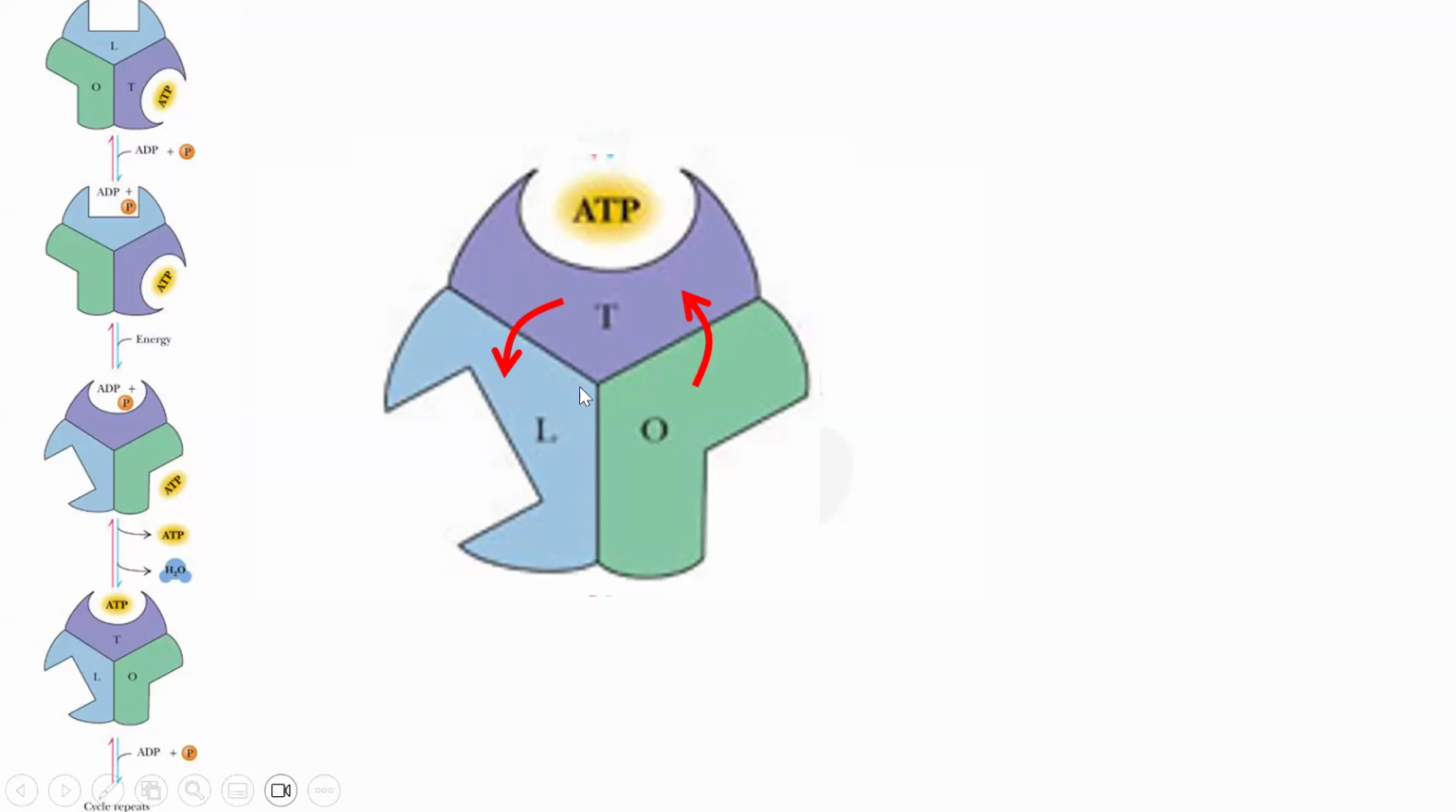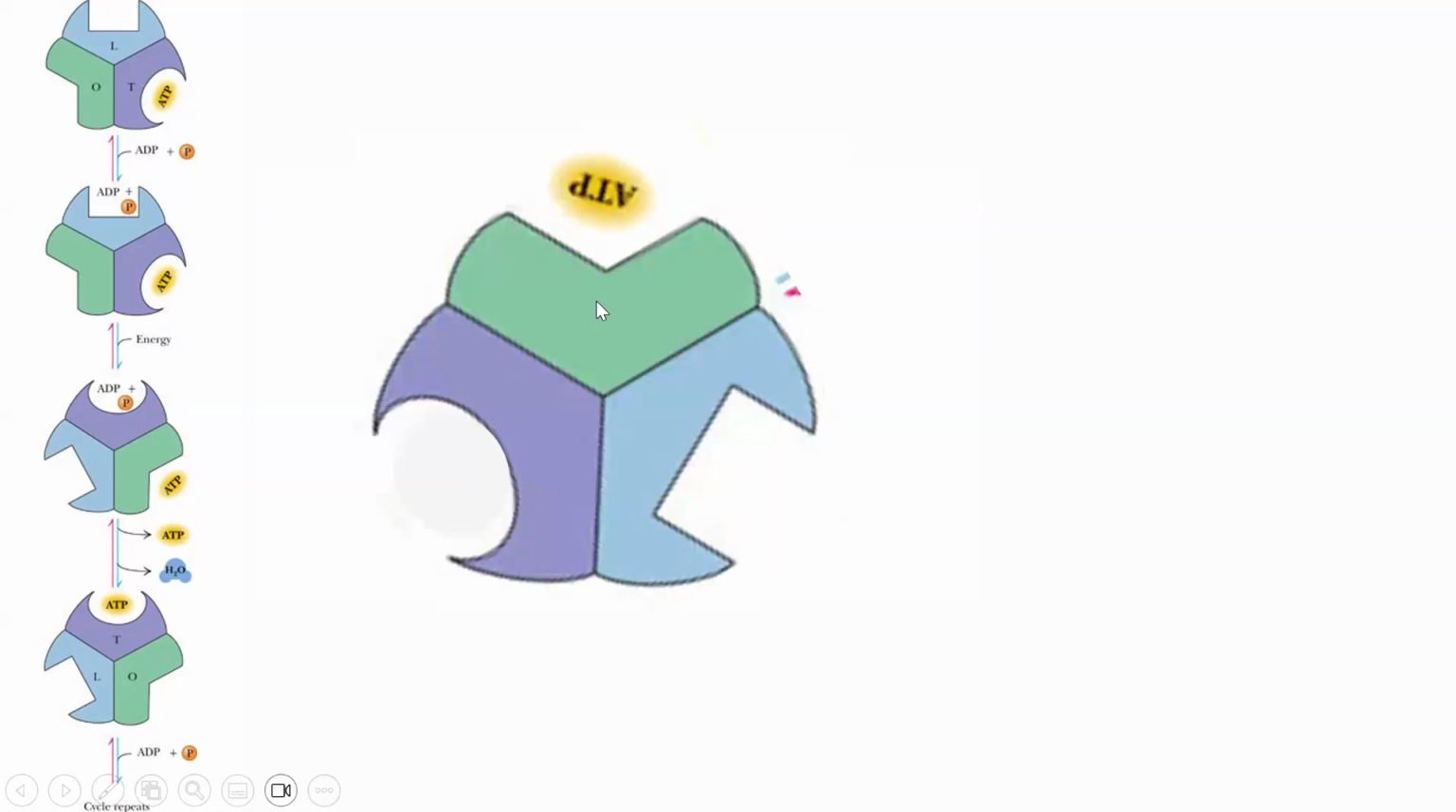So the protrusion is now going to be pointing in this direction, which means this is going to be loose. If this is loose, then tight's going to flip over here. If tight flips over here, open's going to flip to here. Open is the release of that ATP.